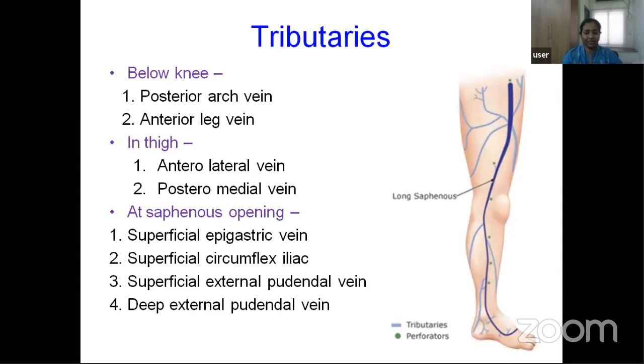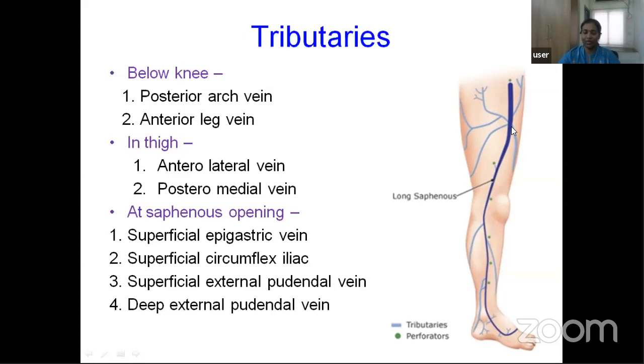Any vein will have tributaries. So the tributaries we have for the great saphenous vein are classified into 3 types: one, in the leg region or below the knee; in the thigh region; and at the saphenous opening. So we divide into 3 places. In the leg or below the knee, in the thigh, and again in the upper part where it is opening into the femoral vein. If you come to the tributaries in the leg region, there are 2 tributaries: the posterior arch vein and the anterior leg vein.